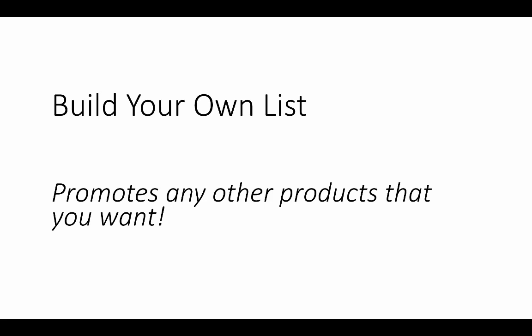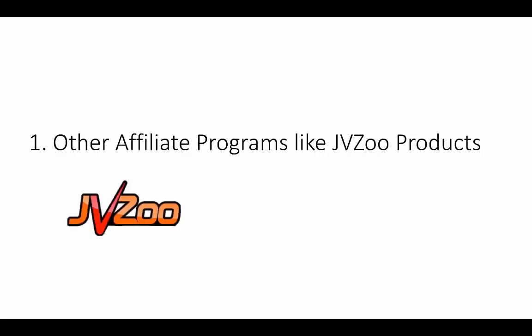Now, going back to this. If you have that, you can email them, whether you want to send them content, introduce yourself, or promote another product. For instance, you could be promoting other affiliate programs like products from JVZoo. Now, JVZoo apparently has a lot of internet marketing products.